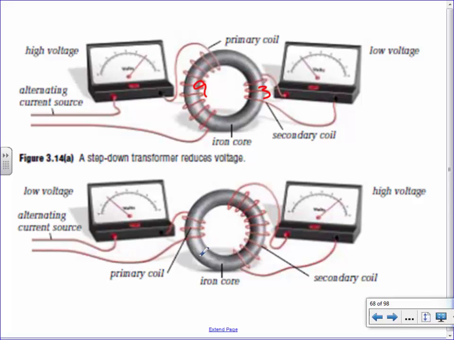Whereas this one right here, if it goes from 3 coils up to 9 coils, it steps it up. So this one is a step down transformer and it reduces the voltage. This is a step up transformer. It makes the voltage higher. Does that make sense?